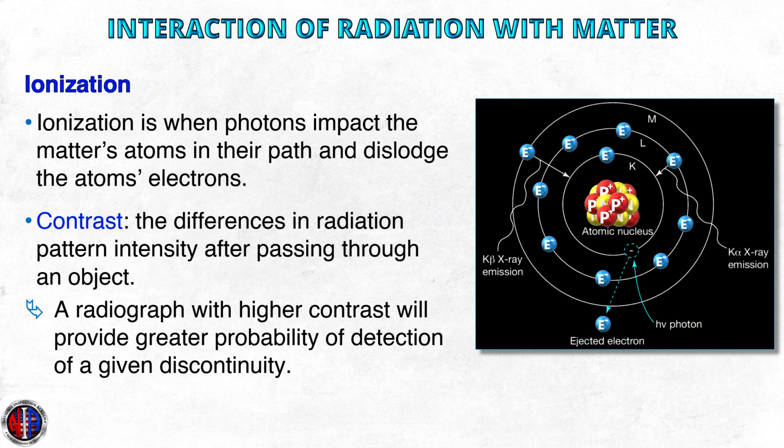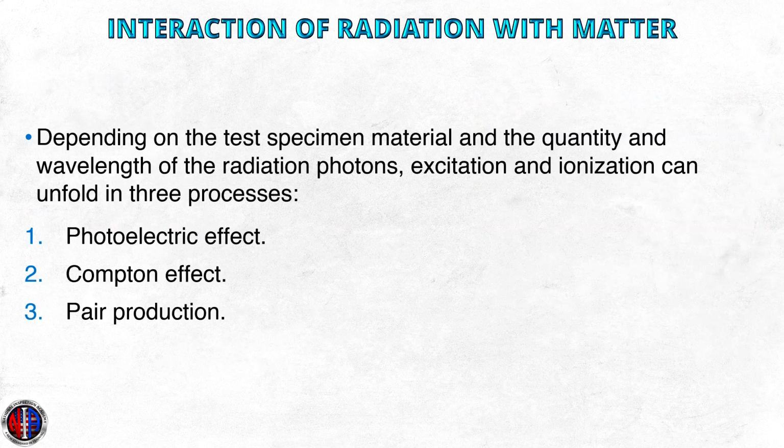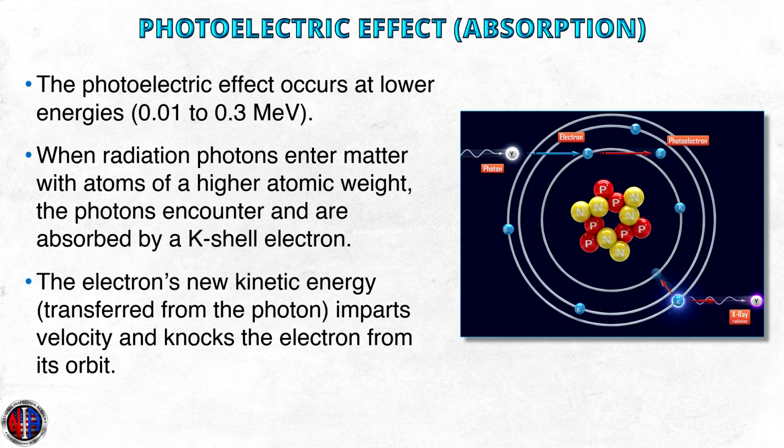Contrast is defined as the differences in radiation pattern intensity after passing through an object. A radiograph with higher contrast will provide greater probability of detection of a given discontinuity. Depending on the test specimen material, meaning the atomic number, density, and thickness, and the quantity and wavelength of the radiation photons, the excitation and ionization can unfold in three distinctive ionization processes, known as the photoelectric effect, Compton effect, and pair production. The photoelectric effect.